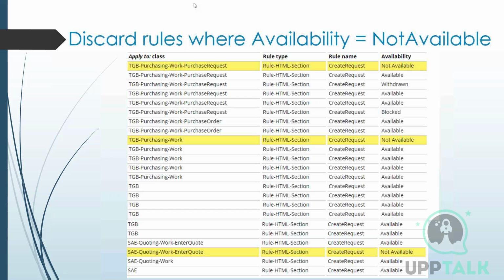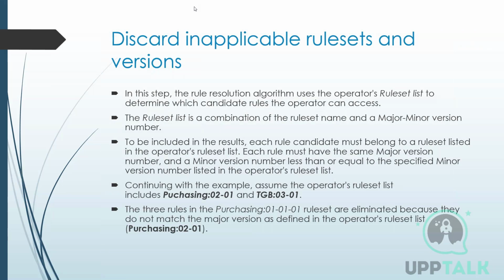Then the third step is discarding inapplicable rule sets and versions. So what is this inapplicable rule set and version? So how do I say whether that's inapplicable or not? So this depends upon the operator's rule set list. Now each of your rule candidate is compared against the operator rule set list. Okay, if it falls within the operator list, yes, those would be available. If not, they would be discarded.